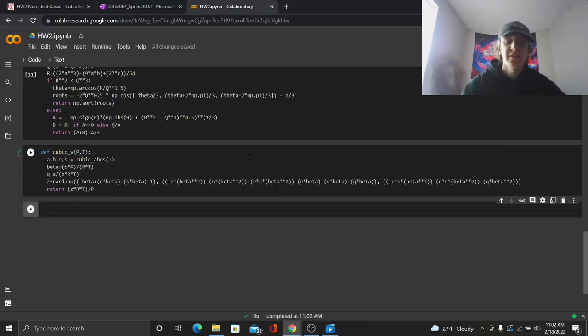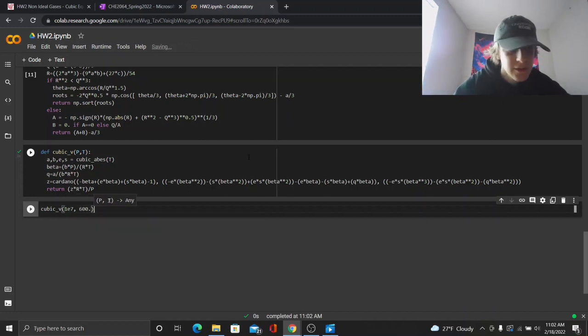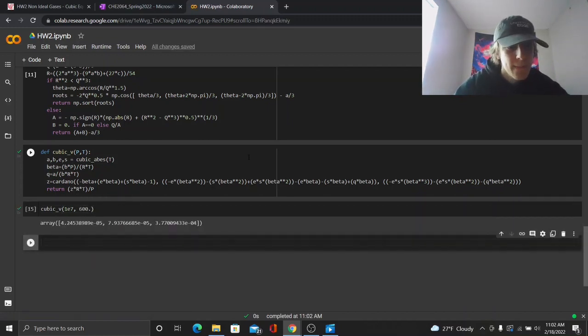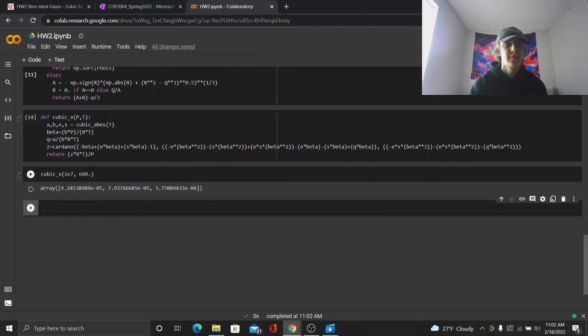And now finally, I'm just going to test it and make sure that we get our volumes. 1e to the 7th. And let's try like 600. So there we go. These would be our 3 roots for our answer.